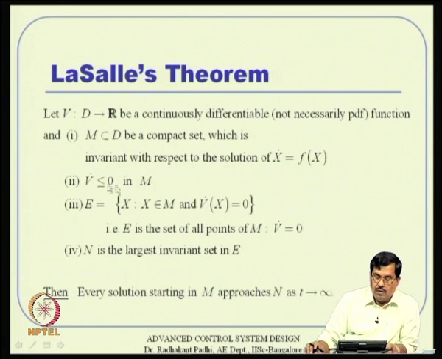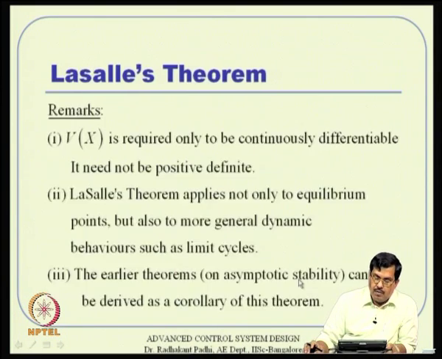Then in that M it also turns out that V dot is less than or equal to 0. Then I define E as the set where V dot is equal to 0, and then I will tell N is the largest invariant set in E. Okay. So, then it tells you that if I start with M then I will approach N ultimately. Okay. So, let us see one example, and then the ideas will be slightly more clear.